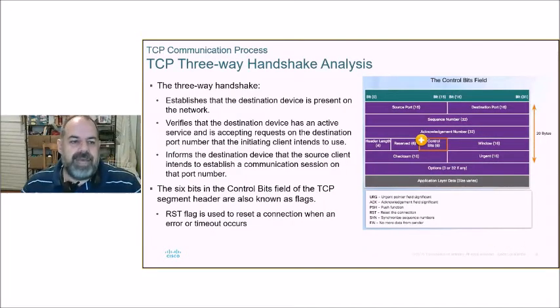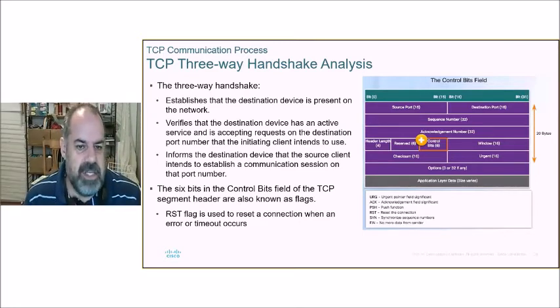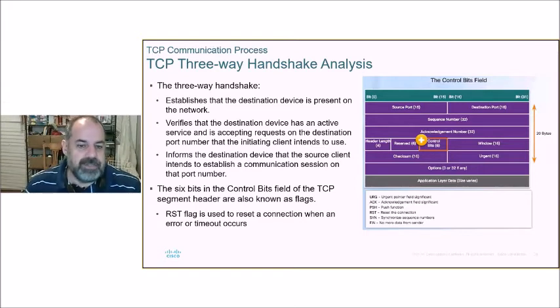So the 3-way handshake establishes that the destination device is present on the network. Hey, I can talk to it. It verifies that the destination device has an active service and is accepting requests on the destination port number. So if you're requesting port 80 on a host that is not a web server, then you won't get a reply back, basically. It informs the destination device that the source client intends to establish a communication session on that port.